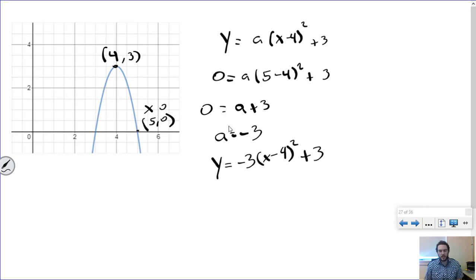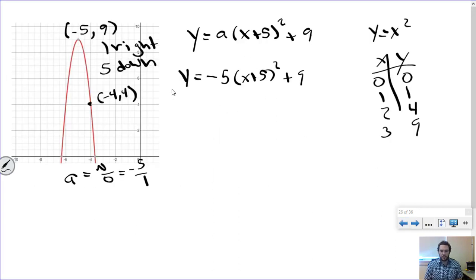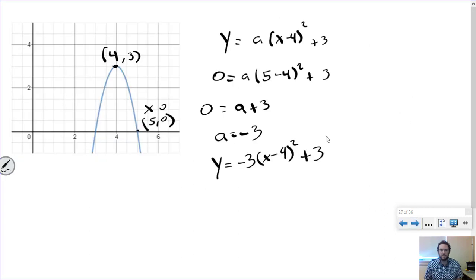And I said this yesterday, and I'm going to keep saying it all semester long. You have to develop a strategy that works best for you. Maybe you can see it better algebraically, or maybe you can see it better using the transformations, or maybe for you it's some combination of the two. Whatever strategy works best for you, I suggest using and getting comfortable with.